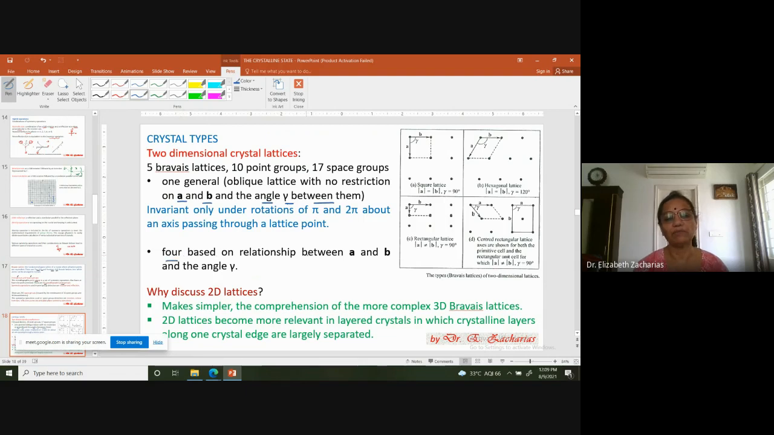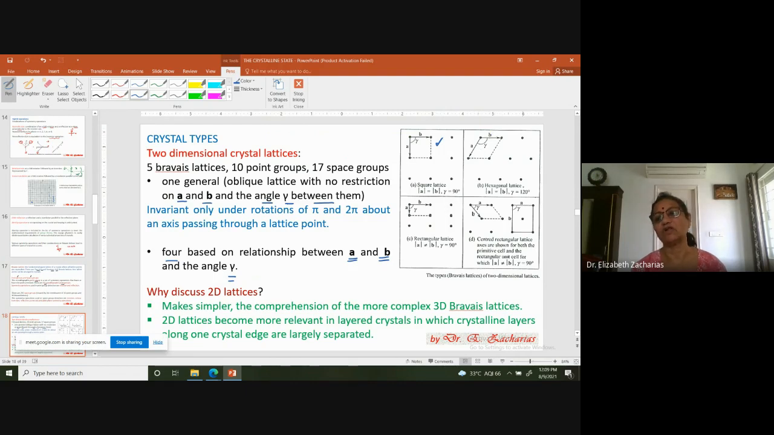The other 4 are based on the relationship between A, B, and the angle gamma between them. And the pictures are given here for you. Square lattice. Square lattice obviously means A equal to B and gamma equal to 90. So this is one Bravais lattice. Look at the next one. A equal to B and gamma equal to 120.